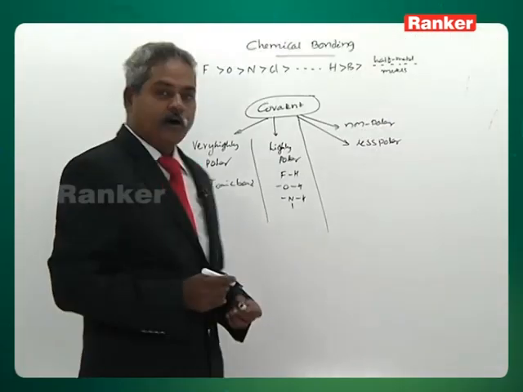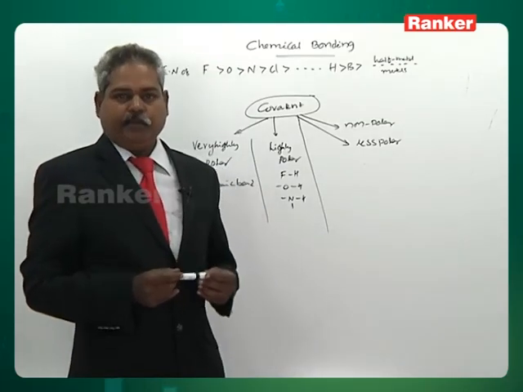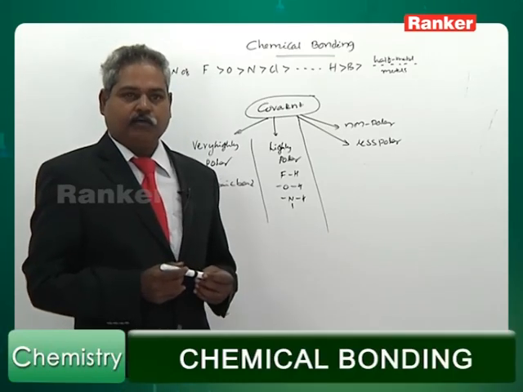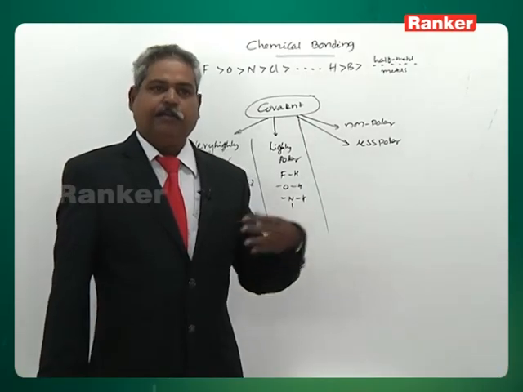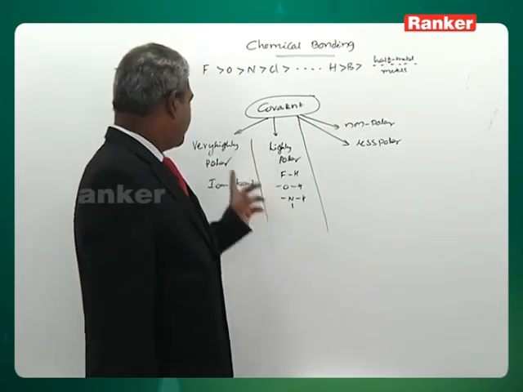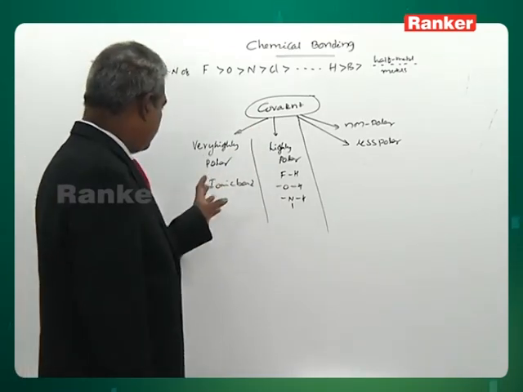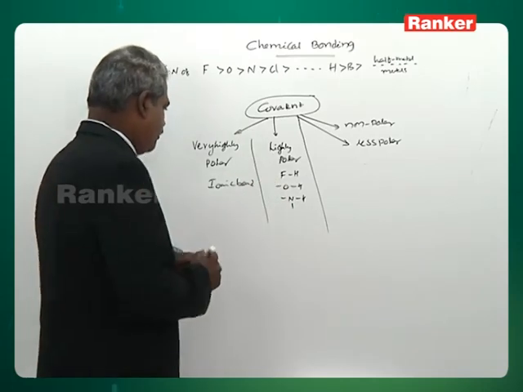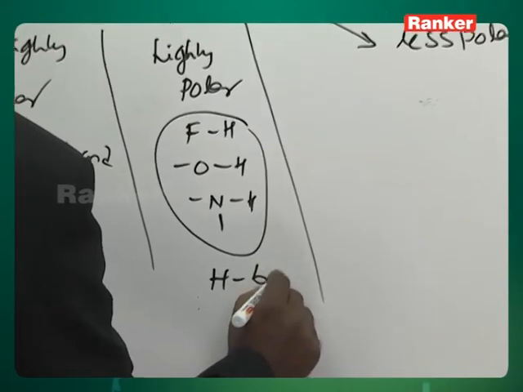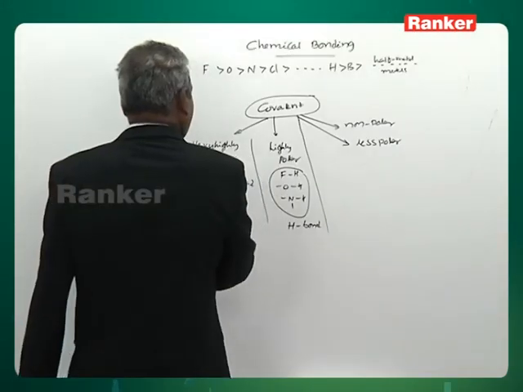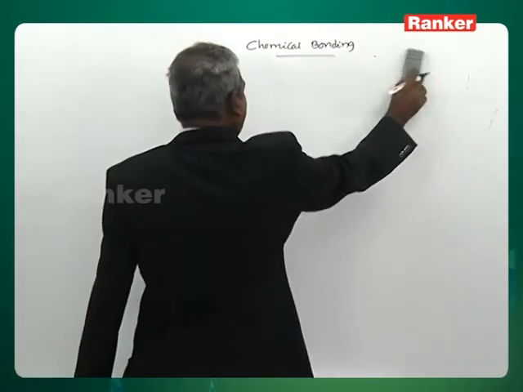So, no bond is 100% ionic. Even in an ionic bond, there still is some covalent character. What is covalent character? Give and take. I will give you, but I still take it back. No bond is 100% ionic in nature. So, you can now classify, you have got 3 classifications. Highly polar, which leads to hydrogen bond, ionic bond. Now, how to say if a molecule is polar or not?